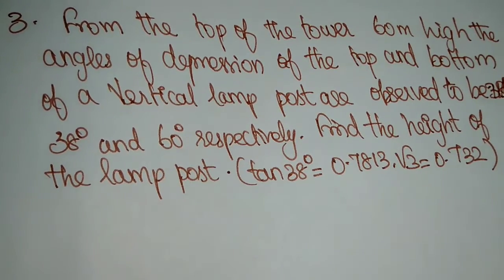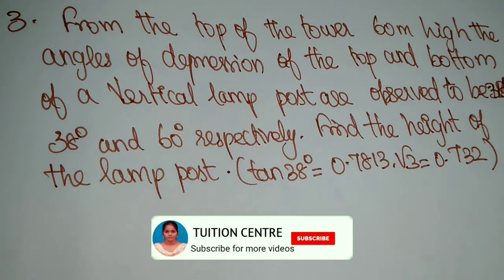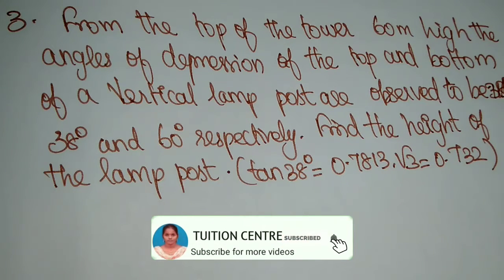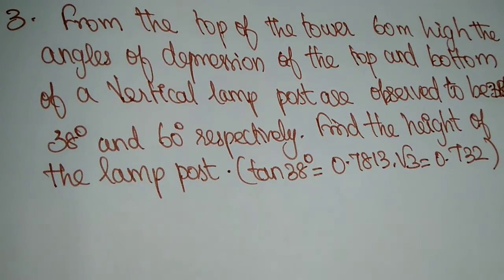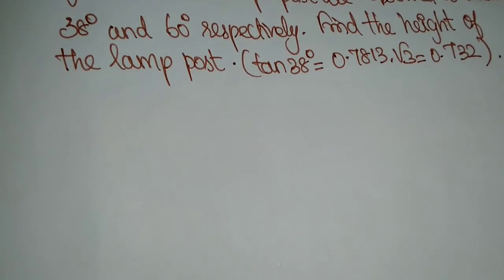Third problem. From the top of a tower 60 meters high, the angle of depression of the top and the bottom of a vertical lamp post are observed to be 38° and 60° respectively. Find the height of the lamp post.